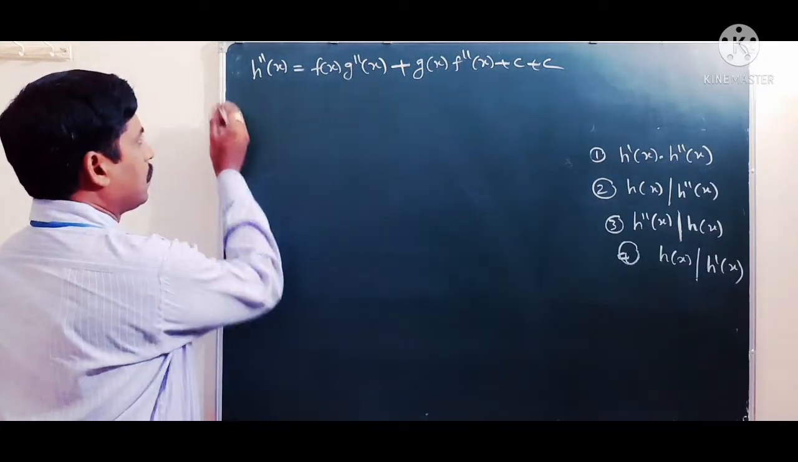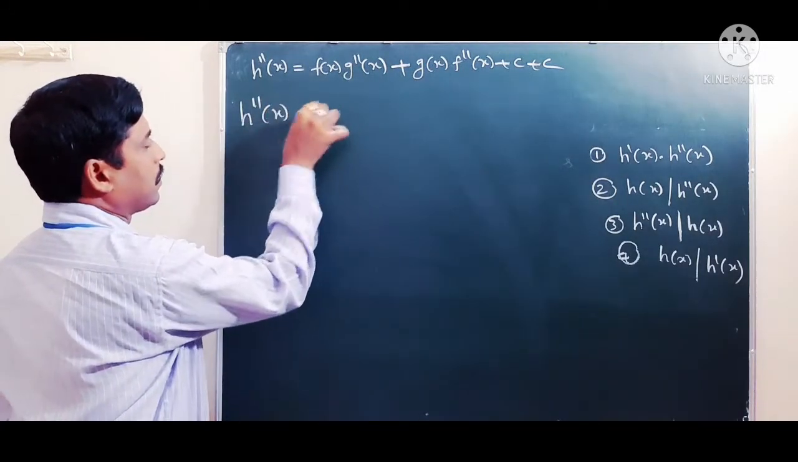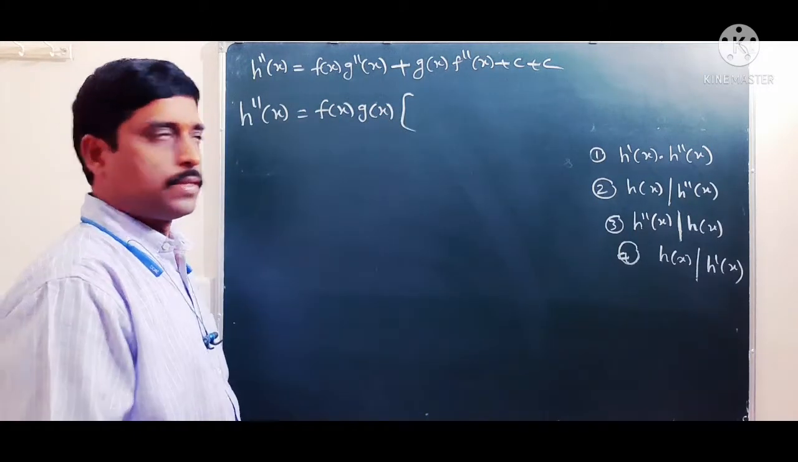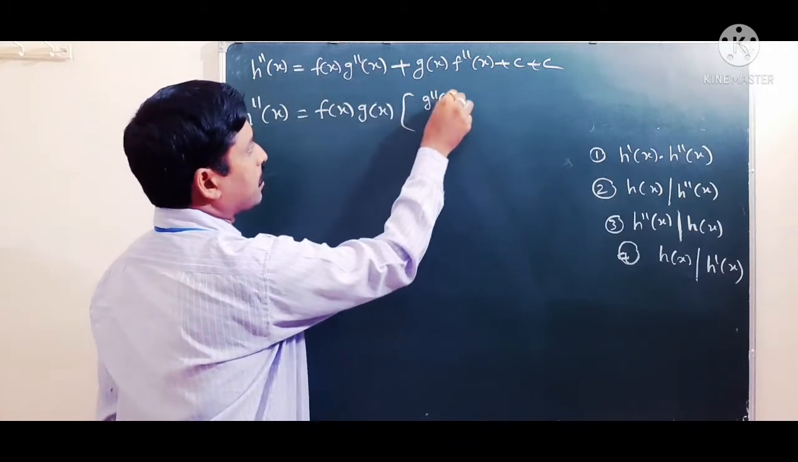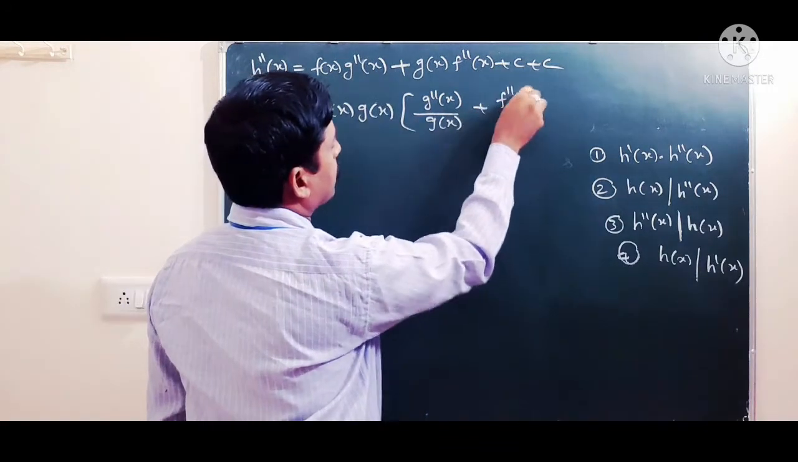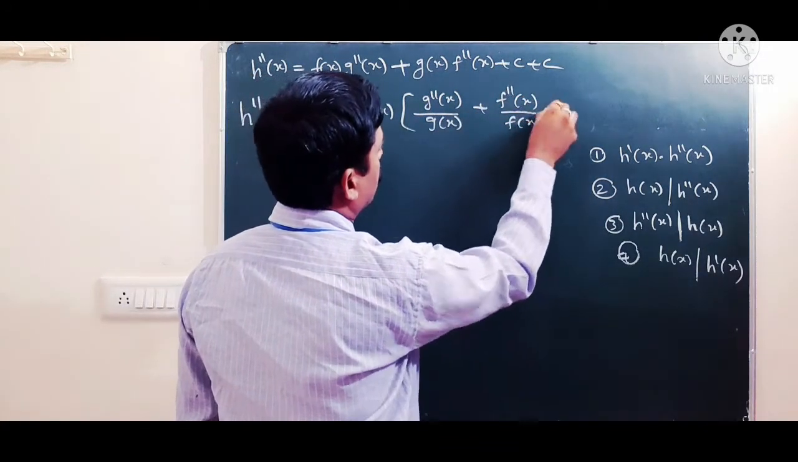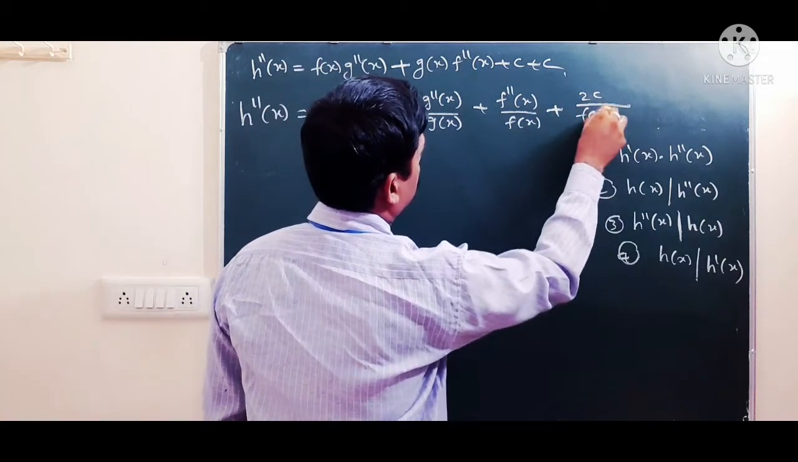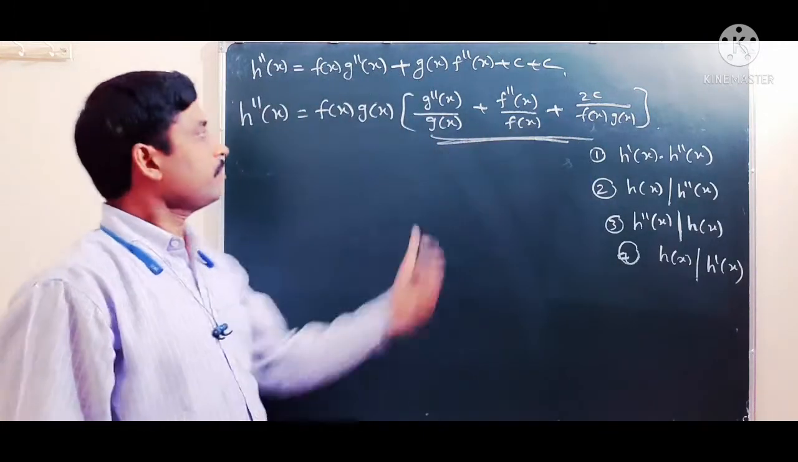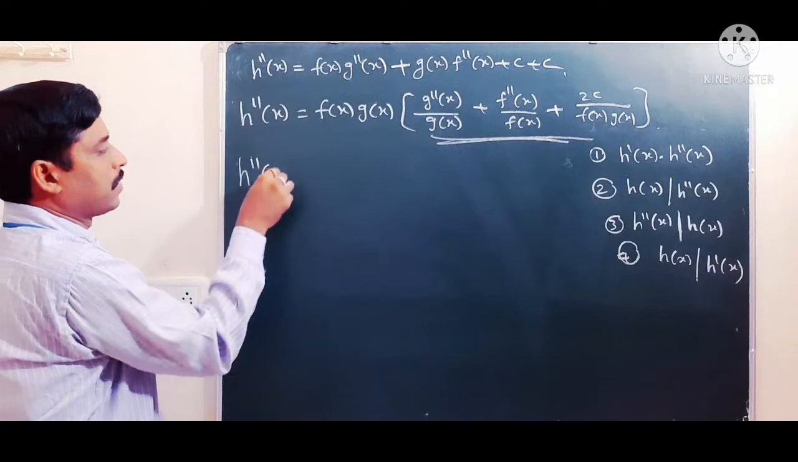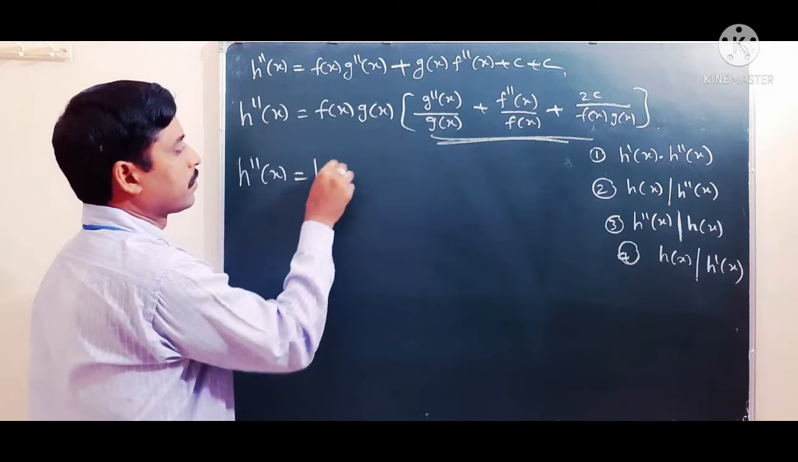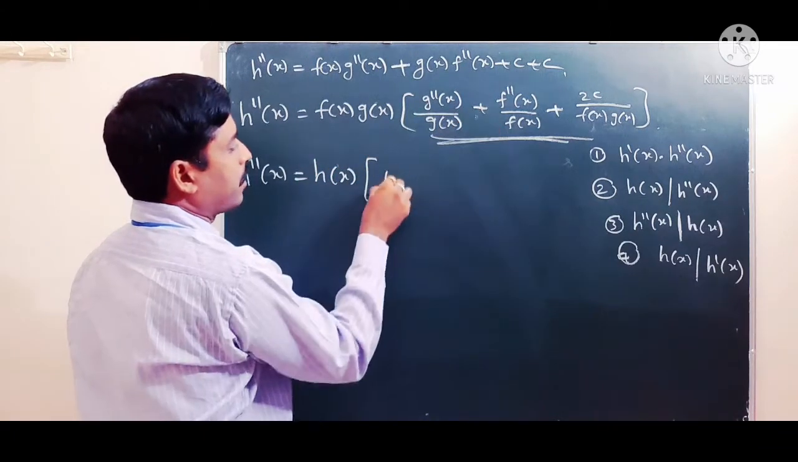So h double dash x equals, taking f of x, g of x out common, f of x, g of x times g double dash x by g of x plus f double dash x by f of x plus 2c by f of x into g of x. This is the statement, and this is required. Therefore h double dash x equals f of x, g of x, and this value is given as h of x. This is the question.